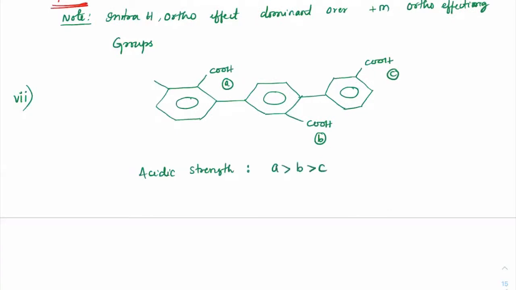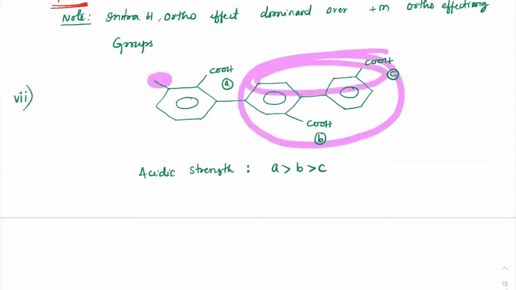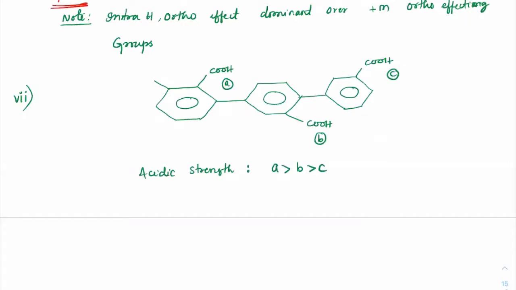Check carefully. With respect to this COOH, this is an ortho group, and this entire thing is also an ortho group. So two ortho groups, such big groups, will give a huge amount of steric inhibition of resonance effect. With respect to this COOH, only this one entire group is at the ortho position, so it will give an ortho effect. With respect to this COOH, there are no groups at the ortho position, so it will not give any ortho effect at all. So the acidic nature should be in this order.